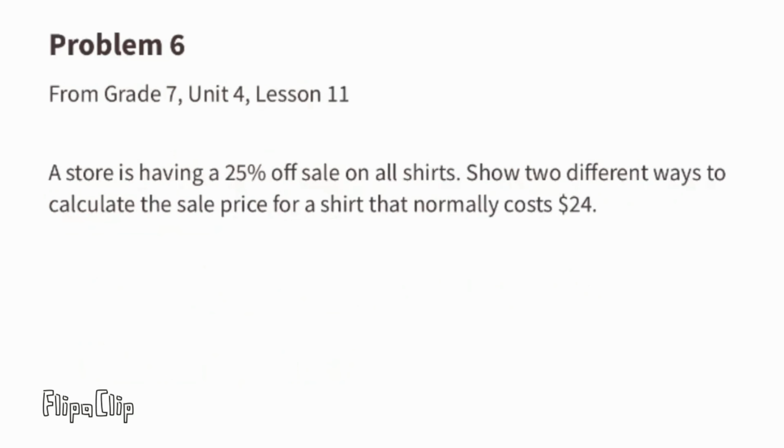Problem number 6 from 7th grade, Unit 4, Lesson 11. A store is having a 25% off sale on all shirts. Show 2 different ways to calculate the sale price for a shirt that normally costs $24.